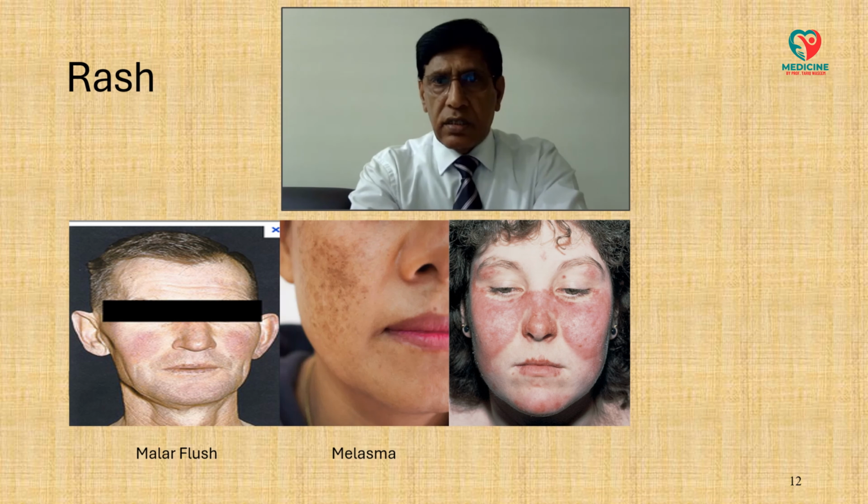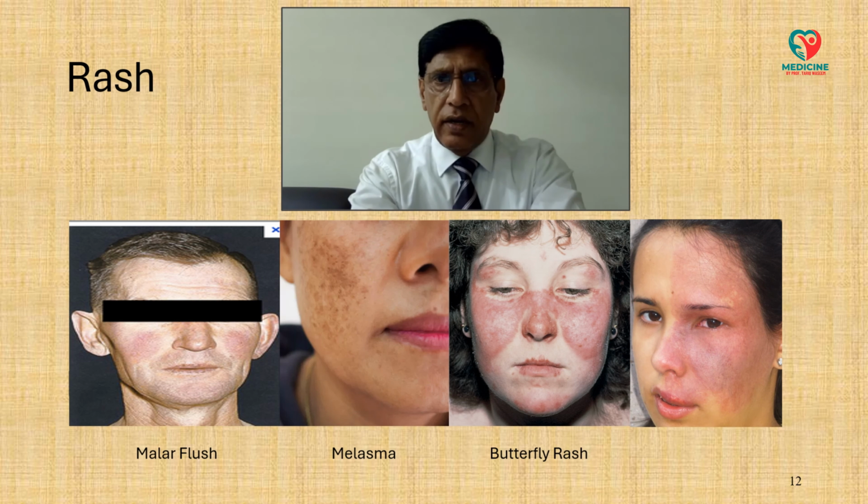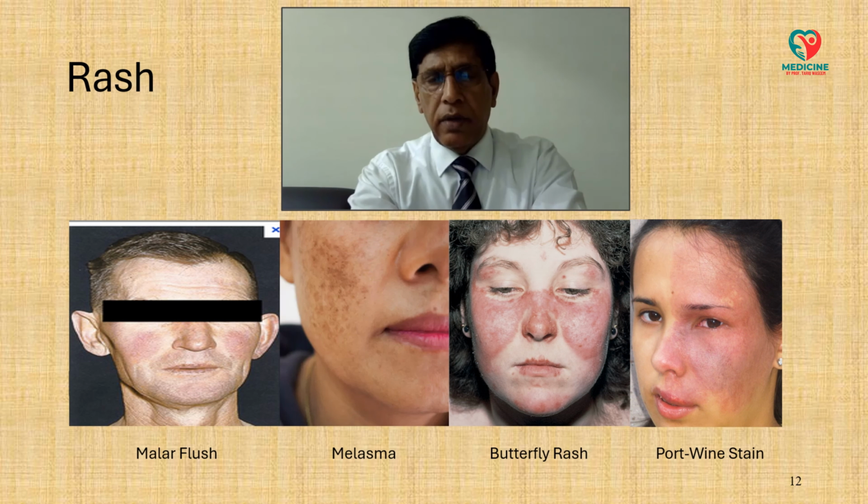You cannot forget this butterfly rash, classically over the bridge of the nose and over the cheeks, and this has been associated with systemic lupus erythematosus. So this is a butterfly rash. And then you may have this unilateral reddish, purplish appearance over one side of the face, which is a result of a port wine stain or may be associated with intracerebral pathologies or intracerebral hemorrhages.